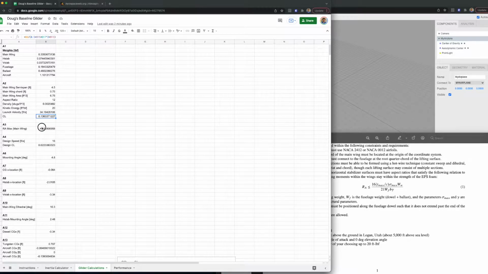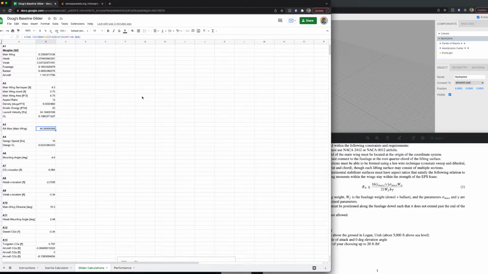So I've just typed in, I've called this aspect ratio max. This is the maximum aspect ratio we can have for the main wing. And I've just typed in this equation here. So this is 16 times Tmax over C. Tmax, that's the thickness of our airfoil, divided by chord. So that's a percentage. So ours is 0.12. We're using a 12% thick airfoil.